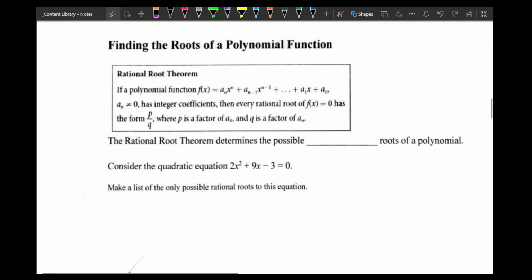If polynomial function f of x equals a sub n x to the n plus a sub n minus 1 x to the n minus 1, it looks complicated. What we are really looking at, which would be easier if you could actually see all this, it's just a bad scan, is this idea of p over q, and this idea that a is not equal to 0, which if it was equal to 0, we'd have other problems. So this will determine the possible rational roots. This isn't going to deal with imaginaries.